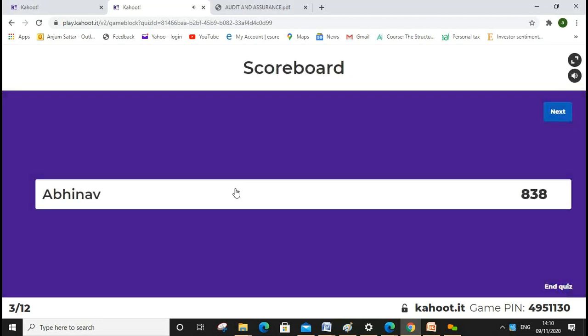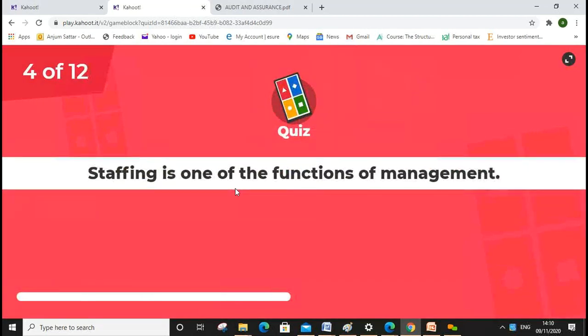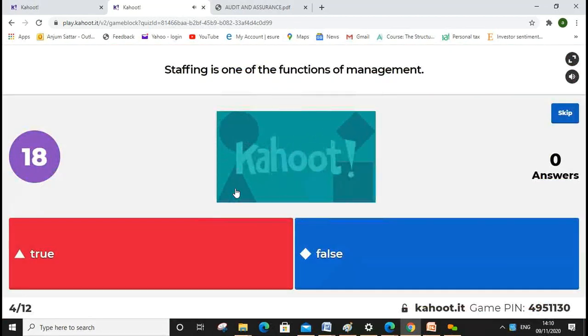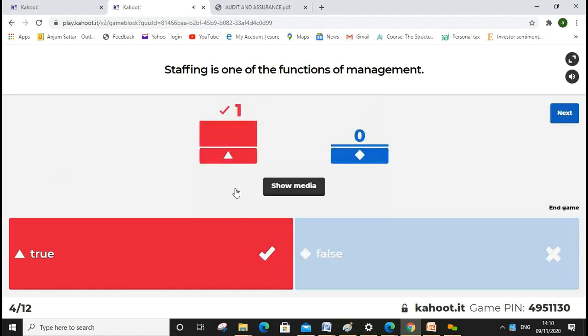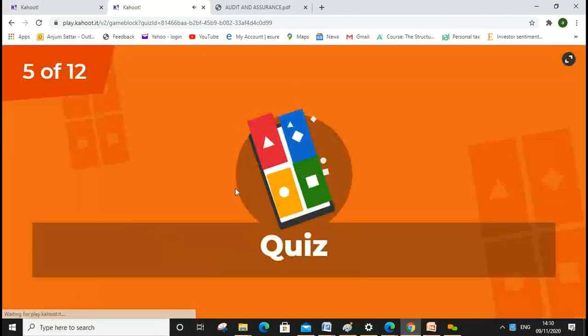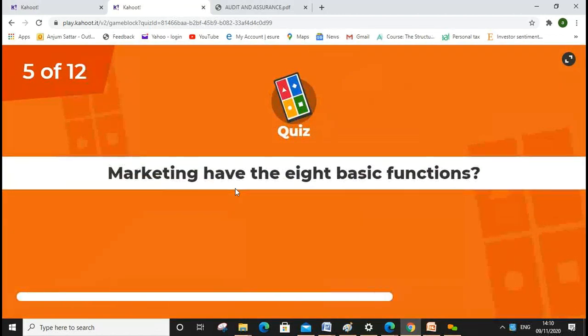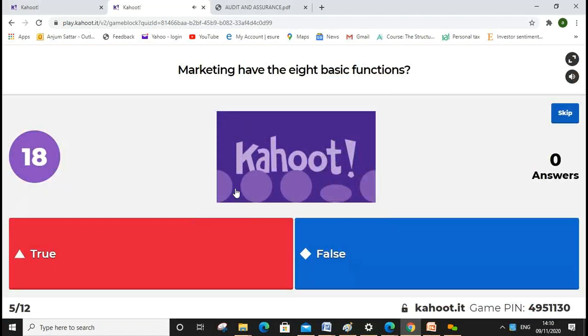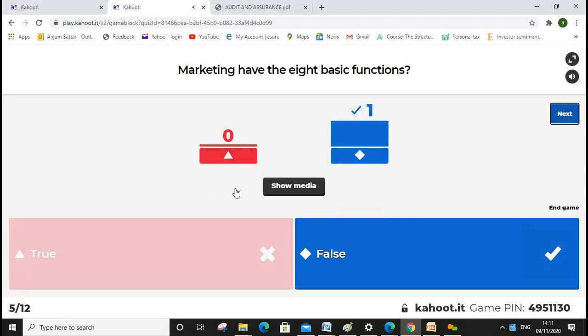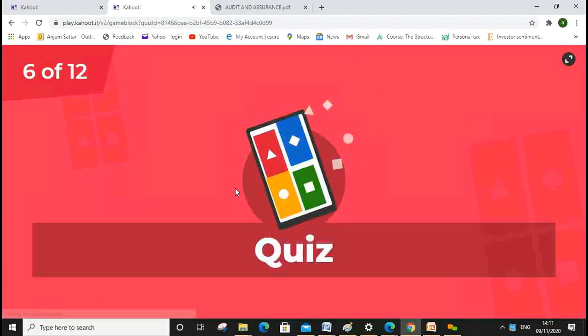Okay, no problem. Staff is one function of management. Is it true or false? You're doing an audit of various things, which is a function of internal audit. You're right. Good, well done. Okay, next. Marketing has 8 basic functions. Is it true or false? You learn maybe a little bit about marketing. We'll see. Excellent.